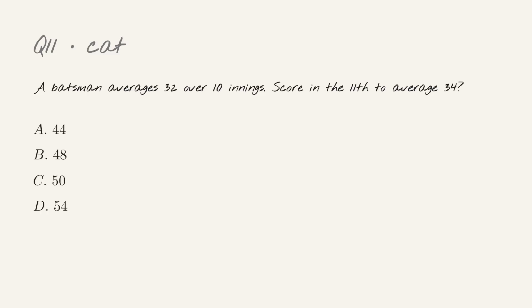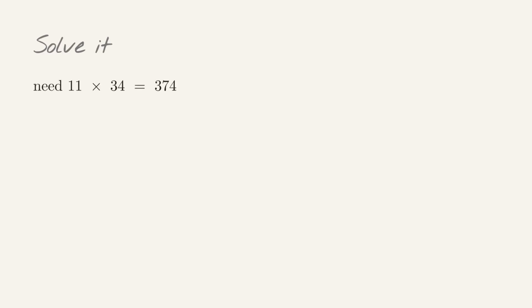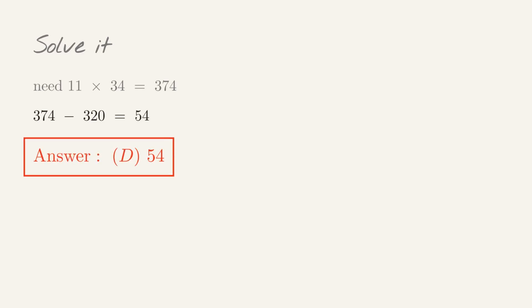Your turn. Target total minus current total. Pause it. Give it a real attempt, then I'll walk through it. 10 innings at 32 is 320. To average 34 over 11 needs 374. The 11th score is the gap, 54.